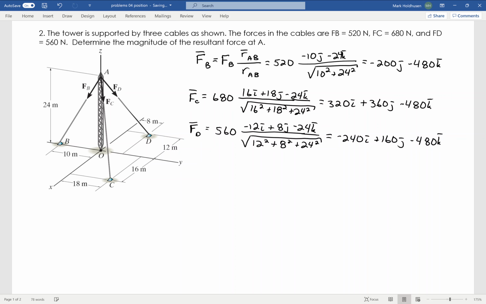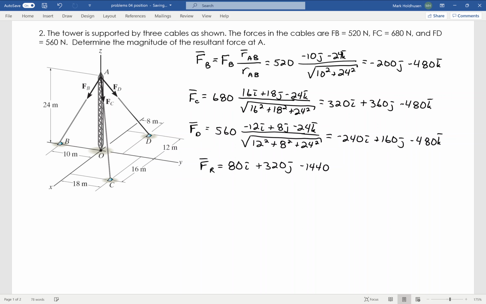Adding up x's, y's, and z's, right? So I get 0 plus 320 minus 240 gives me 80i. So my resultant force has 80i. In the j direction, I have negative 200, 360, 160. That gives me 320 in the j. And in the k direction, it's negative 480, 480, 480, so negative 1440 in the k direction.